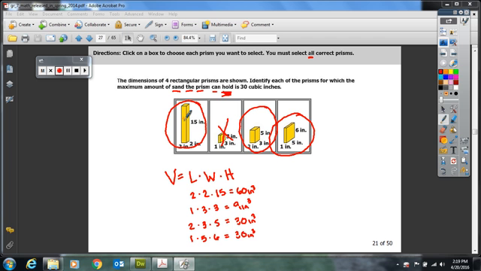All right, make sure we're reading the question very carefully. Make sure we always read the gray directions at the top of the screen when we have questions like this.